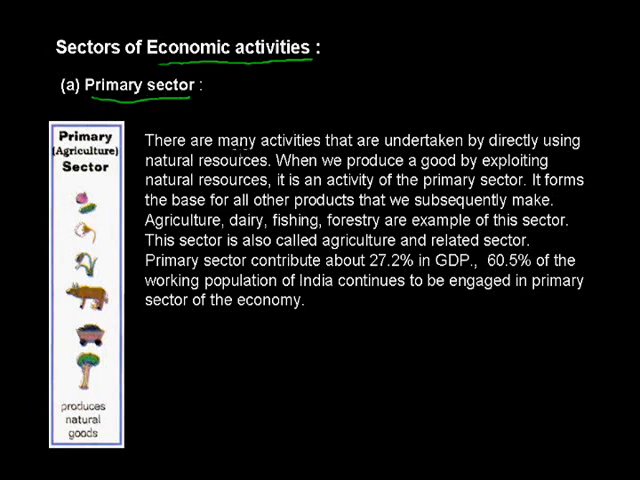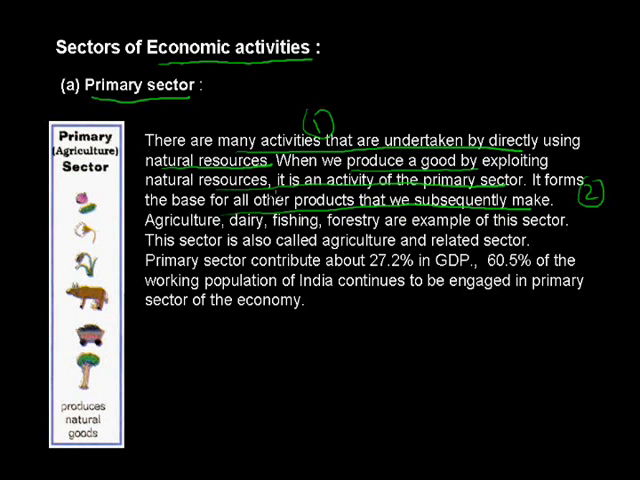Let us go by the definition of the book. There are many activities that are undertaken by directly using natural resources. So that one is going to be the first characteristic of primary activity, that activities that is done directly by using the natural resources. When we produce a good by exploring natural resources, it is an activity of the primary sector. It forms the base for other products that we subsequently make. That is going to be the second characteristic of the primary activity, that it forms the base for all other products.